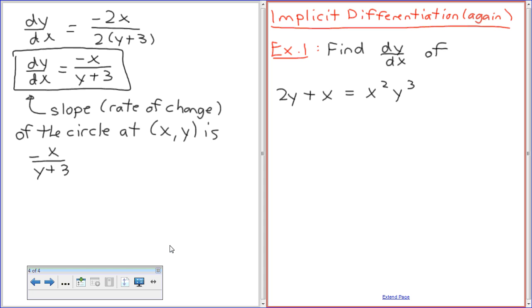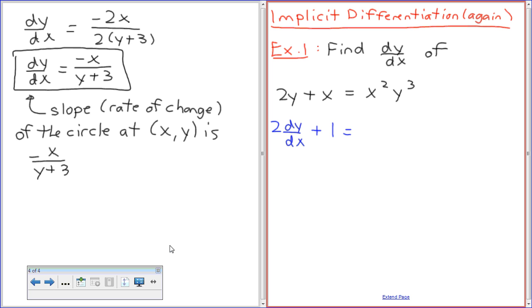Okay, I'm going to pick on someone at random. That random person's Bailey. Bailey, what's the derivative of 2y, please? 2 dy by dx. Great. All right, Noah, what's the derivative of x, please?